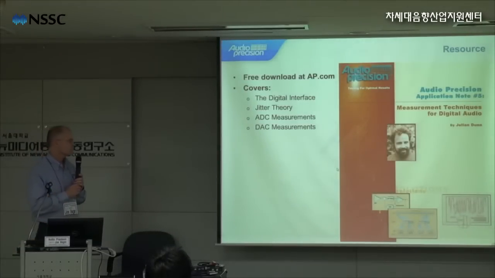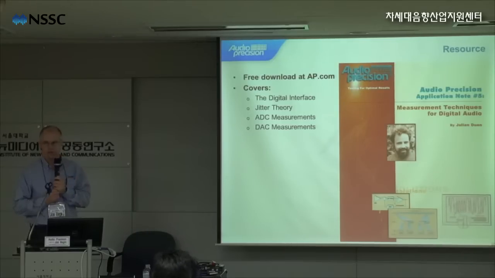So some of the topics we're going to cover in this presentation are kind of difficult. We're really just touching the surface, and I would encourage you to have a look at this book. I think it's 140 pages. It's available on our website as a PDF. You can download it for free. It's quite a good reference. It talks about the digital interface, jitter theory, A to D converter measurements, and digital to analog converter measurements. I have a copy on my laptop here if anyone wants it, but you can get it at ap.com as a free download.